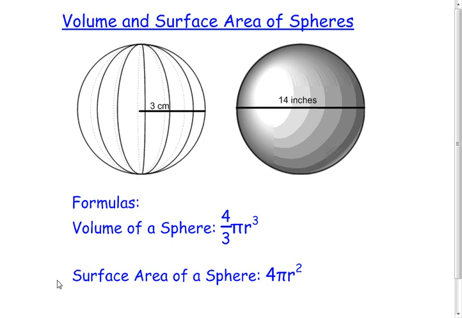Right, in this video we're going to look at volume and surface area of spheres, and this one should be a pretty quick and painless one. It's just a couple of formulas. So the volume formula for a sphere is 4/3 pi r cubed, and the surface area formula for a sphere is 4 pi r squared. And so to figure out the volume and surface area, we're just going to plug what we know into these formulas. So let's take a look at these.